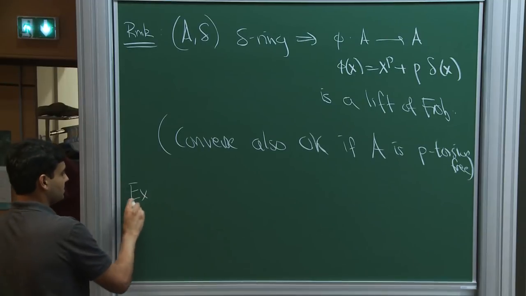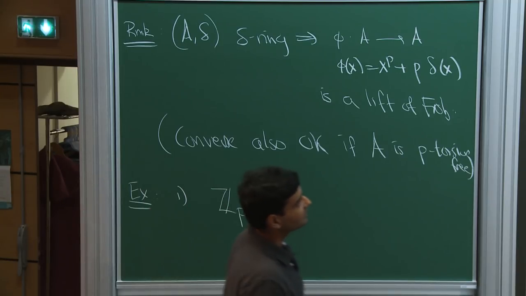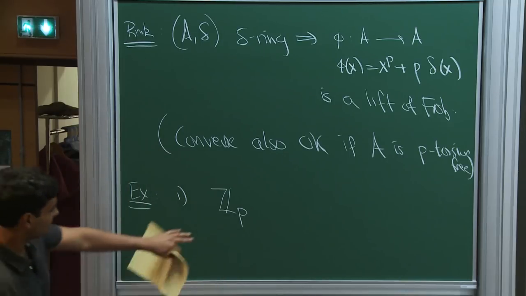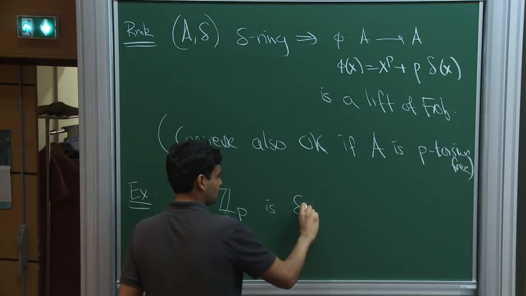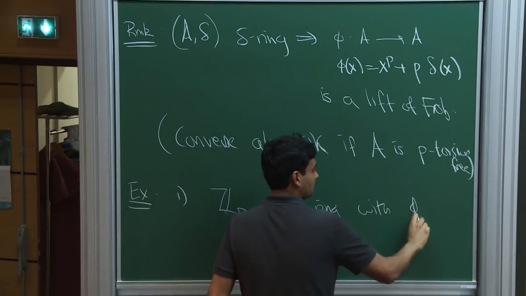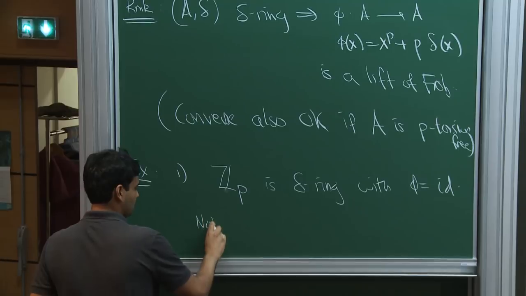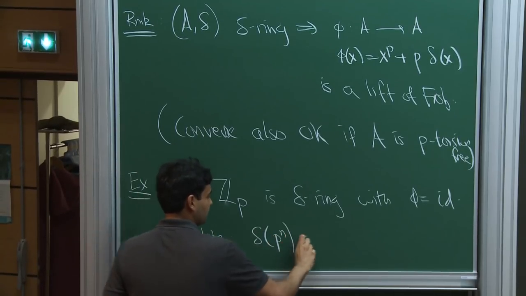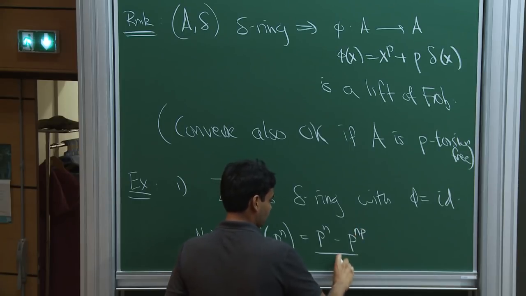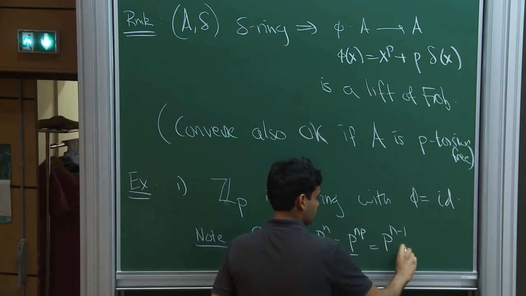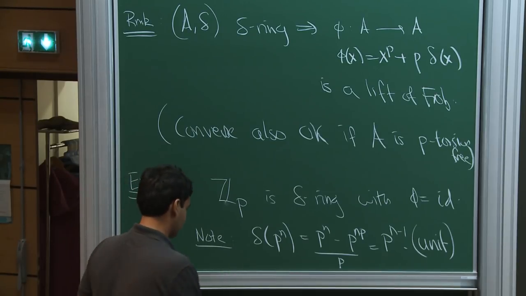OK, and so now you get a lot of examples. The initial object in the category of delta rings, so I guess I didn't say this, but everything in my talk is implicitly going to be p-adically complete. So Z_p is the base ring I work over. And Z_p is a delta ring with phi equal to the identity. Of course, the identity is a lift of Frobenius in this case, and it's p-torsion free, so I get a delta structure. Note that in this delta structure, delta of p^n is (p^n minus (p^n)^p) divided by p. This is p^(n-1) times a unit. So it's lowering the p-adic order of vanishing, if n is at least 1.